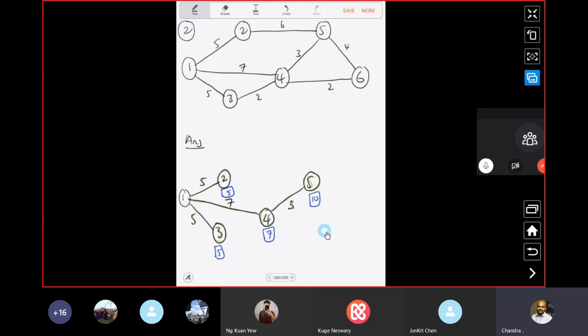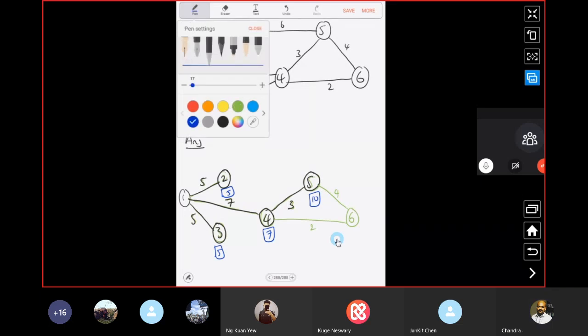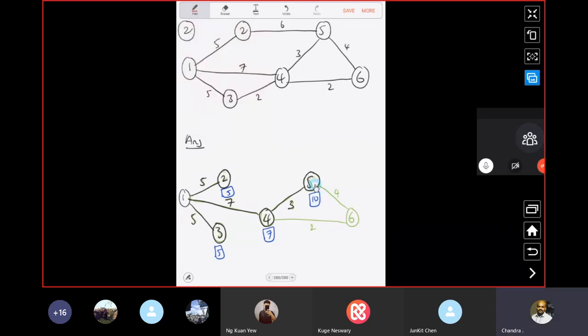And the last one would be 6. 6 is connected to 5 and 4. 4 here, 2 here. If I go through 5, 10 plus 4, I get 14. If I go through 4, 7 plus 2, I get 9. Which one will you choose? Shortest, 9. Therefore, erase this one.